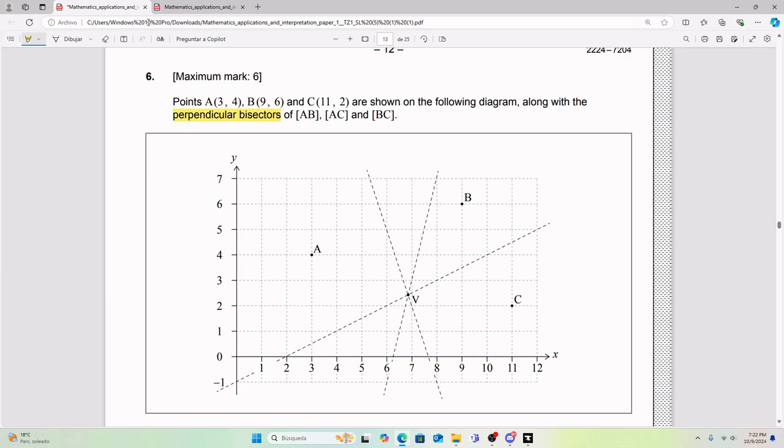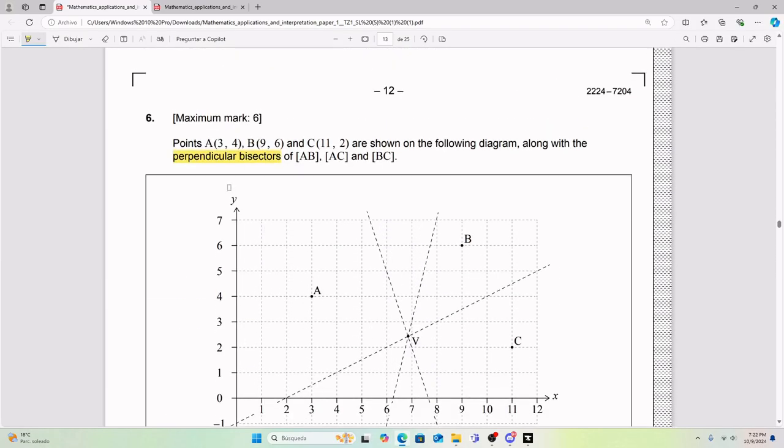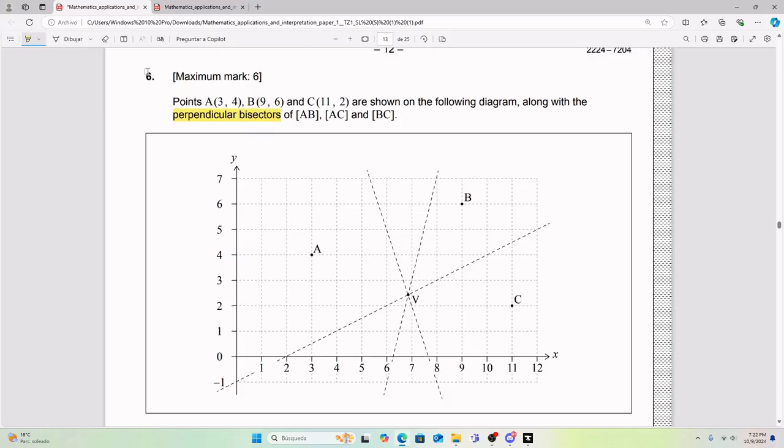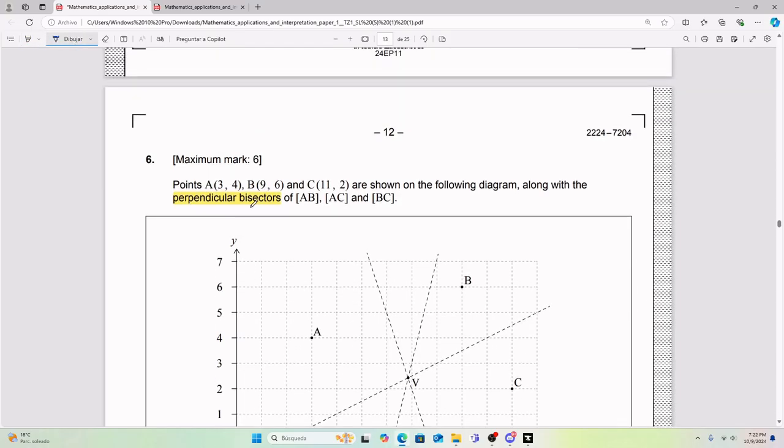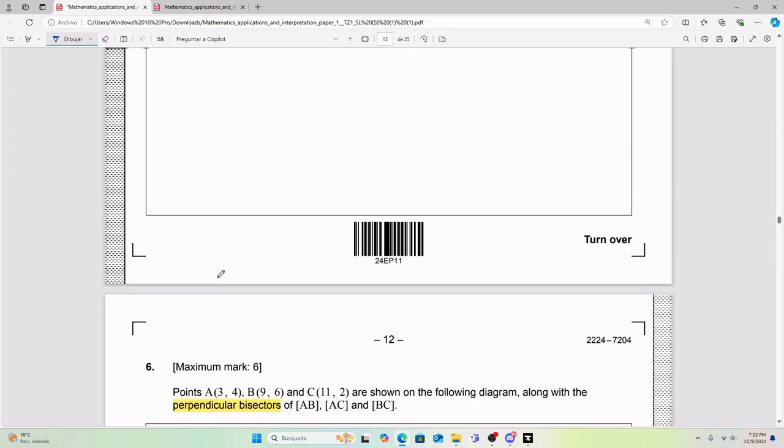So the first thing I have to go over before I jump into parts A, B, and C is for us to understand what a perpendicular bisector is. Straight to the point, it's two words: perpendicular and bisector. In what context does the word perpendicular arise? Perpendicular arises when we talk about slopes.